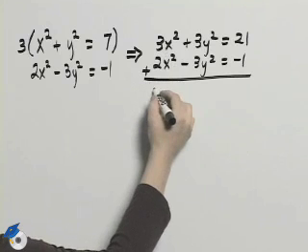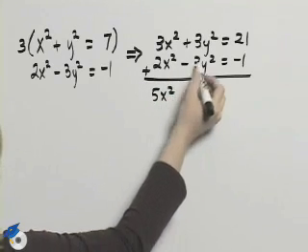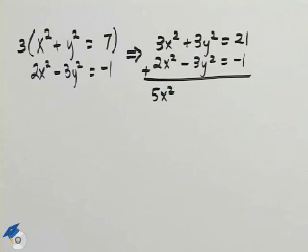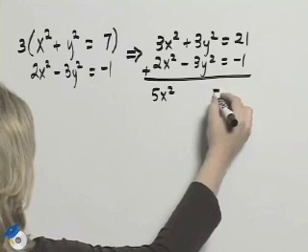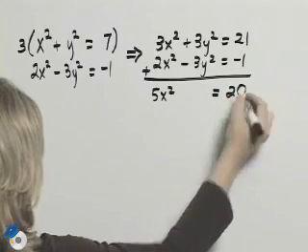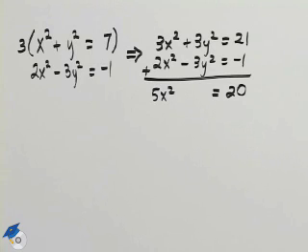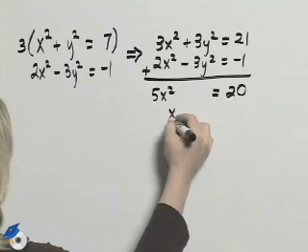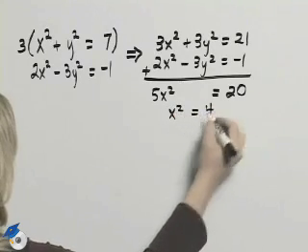3x squared plus 2x squared is 5x squared. 3y squared minus 3y squared is 0, so we've eliminated the y. And 21 plus negative 1 is 20. Dividing both sides by 5, we'll have x squared equals 4.